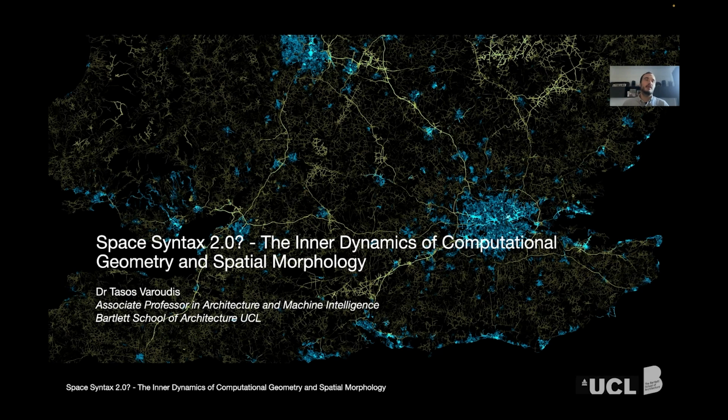Hi everyone, I'm Tassos. I'm an associate professor in architecture and machine intelligence at the Bartlett School of Architecture. The overall idea of this presentation is to give you a glimpse of how we are working to encode qualities of space in databases into data sets so that we can then work with ML and deep learning models, right?